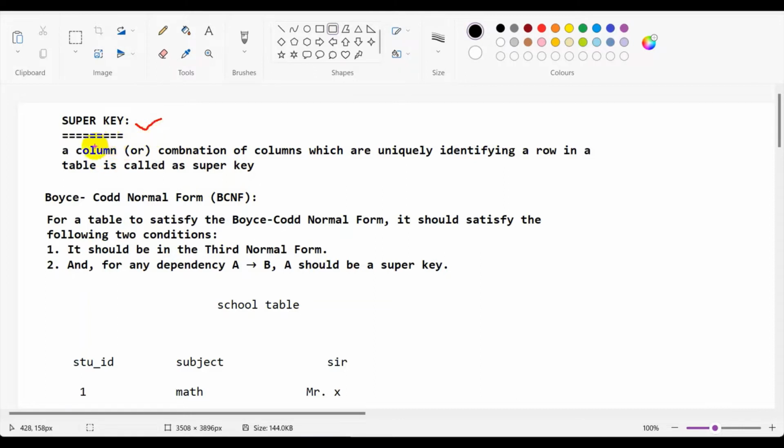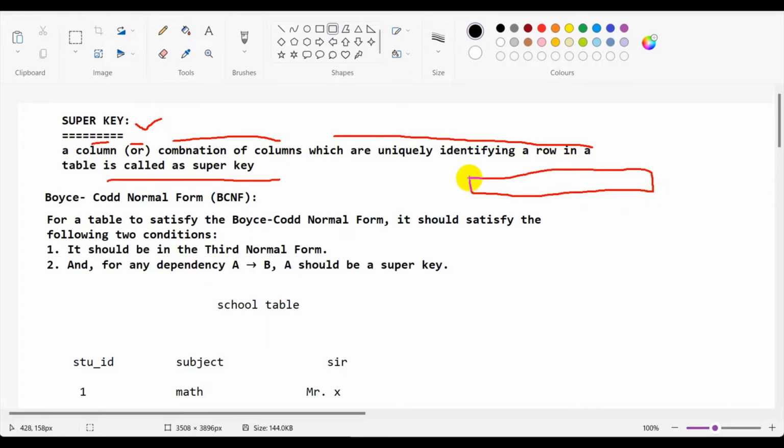A super key is nothing but a column or combination of columns which uniquely identifies a row in a table. So if this is a row, and it is uniquely identified by the combination of columns, then it is called a super key.